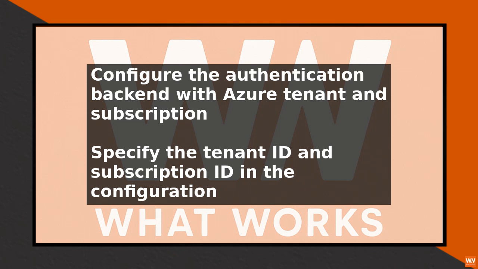Once the authentication backend is configured, you can start authenticating Azure users using Vault. This involves logging into Vault using the Azure Authentication method and providing the necessary credentials, such as the Azure username and password or an Azure Access token.